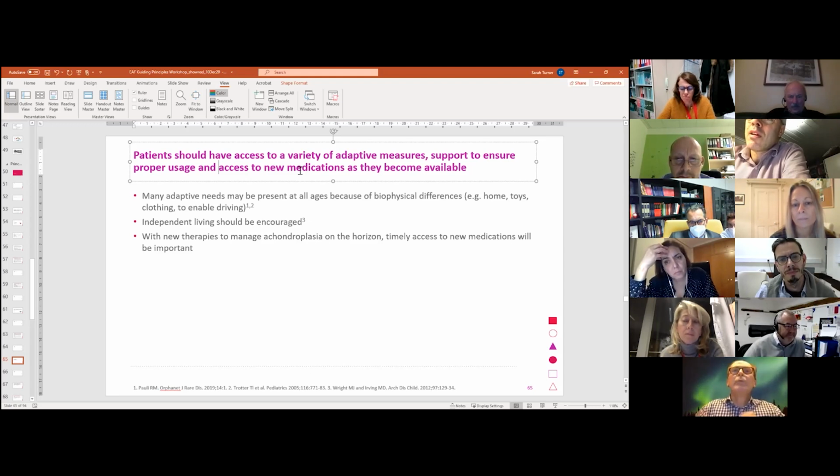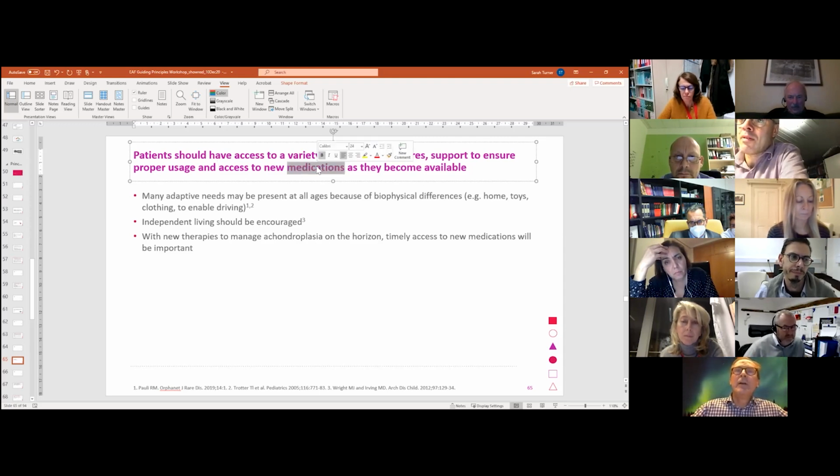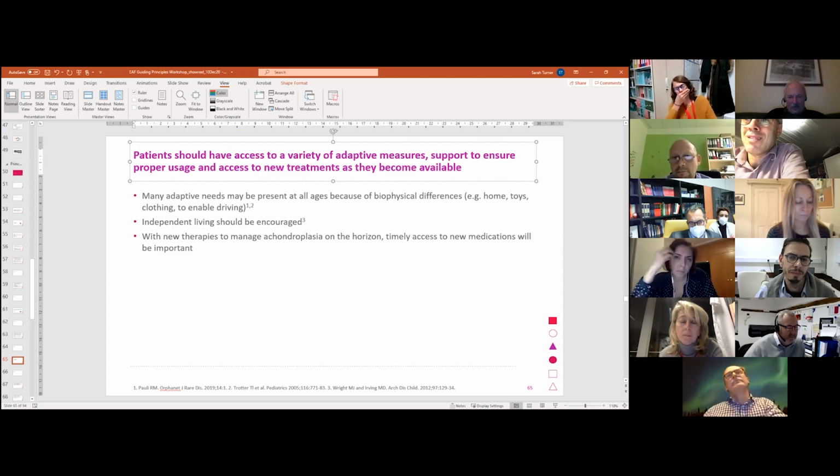I was wondering if we should specify medications and not make it more general, like treatments. I'm thinking of new developments in surgery that are not reimbursed, and so that would also be important to be included, that patients also have access to these, not just medical treatment, but also surgical treatment. So in England, we'd probably use the word technologies. Would that be a word that would be used elsewhere? Treatment options, could that be used? Yeah.